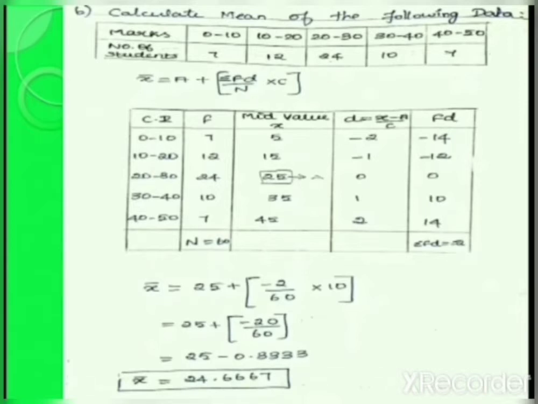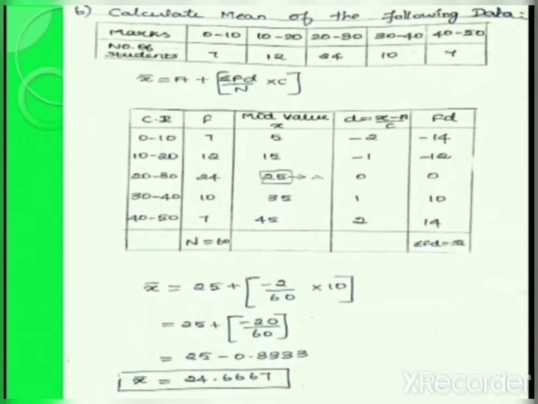After finding D, you have to multiply F into D. So 7 into minus 2 will be minus 14. 12 into minus 1 will be minus 12. 24 into 0 is equal to 0. 10 into 1 is 10. 7 into 2 is 14. So which is our FD. Now we have to sum all the values in FD. So you will get summation FD is equal to minus 2, and summation of F, or N, capital N, is equal to 60.